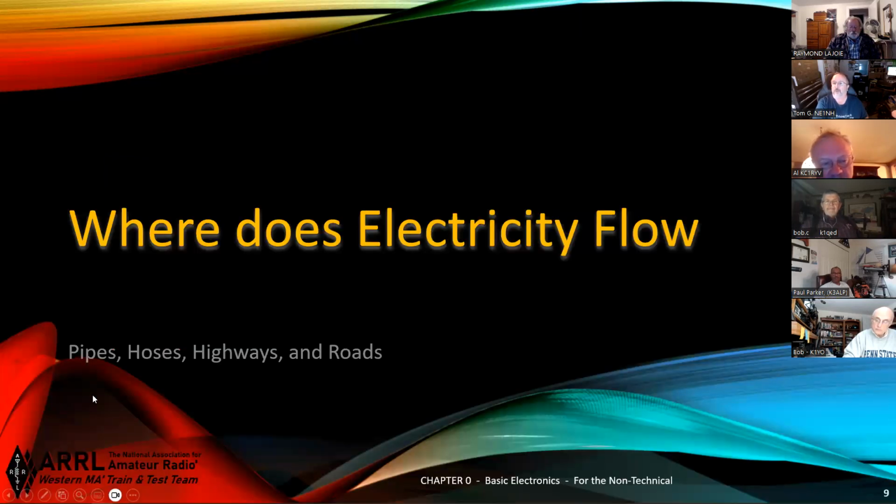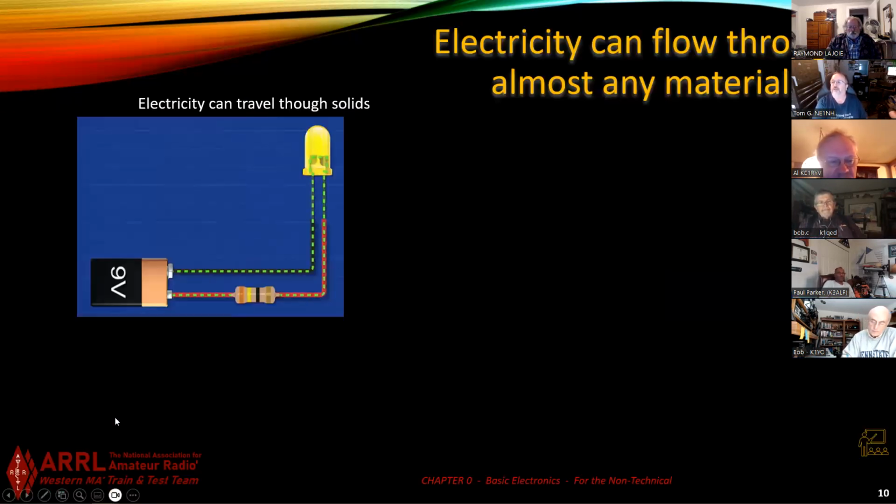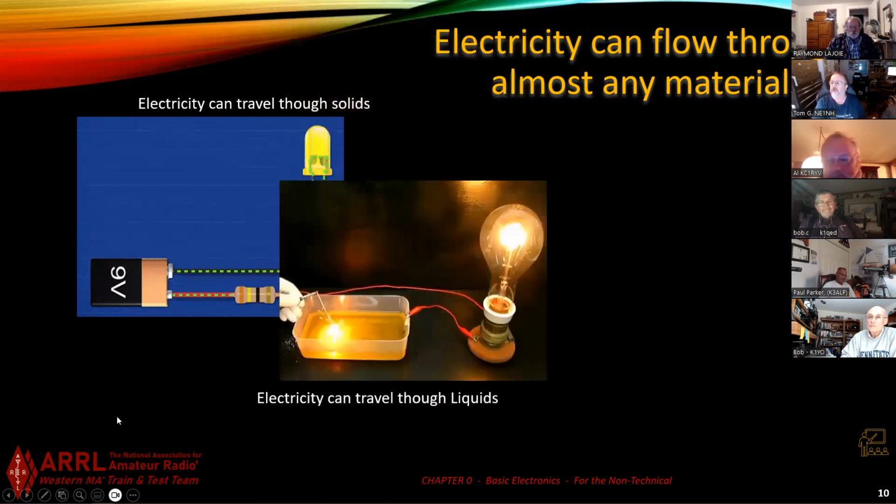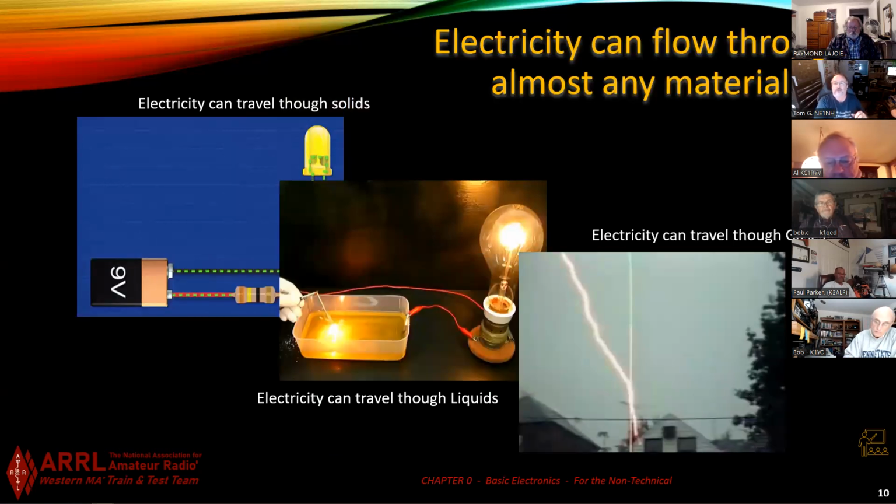Where does electricity flow? So again, we're going to do some pipes and hoses kind of stuff here. You can use highways, you can use roads. It needs a path of some kind. So electricity will flow through solids, copper wire, human flesh, any number of things. It'll flow through liquids. And think about the famous scene of the guy standing on the wet floor when the wire hits the ground. It'll flow right through liquids very easily. And it flows through gases, and it flows through gases fairly dramatically, and that's what you're seeing in lightning, okay? So electricity can flow through almost anything.